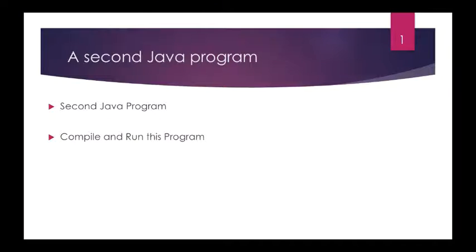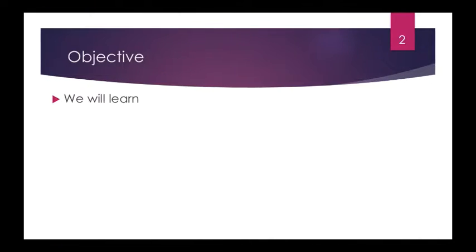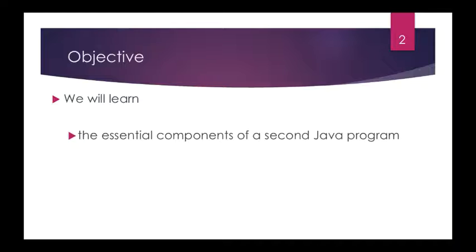In this module, we will look at another Java program. We will also be compiling and running this program. The objective of this module is to understand a few other essential components of a Java program. We will be compiling and running this program using the javac and java commands, and later on write the same program in Eclipse IDE and run it there.